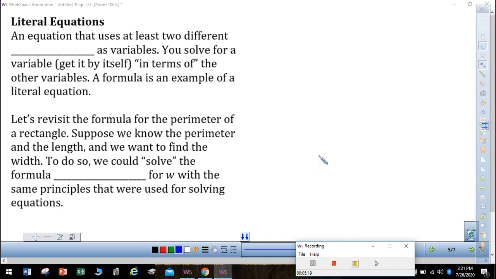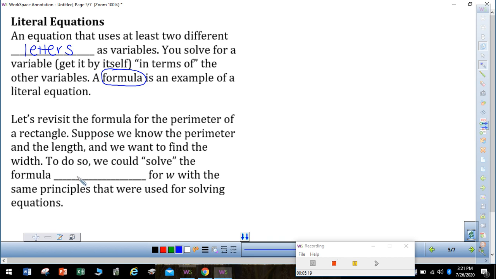Another application to think about with solving equations is looking at literal equations. A literal equation is defined as an equation that uses at least 2 different letters as variables. You solve for a variable, which means getting it by itself, in terms of the other variables. A formula, just like the perimeter formula that we were working with in the last problem, is an example of a literal equation. So let's revisit that perimeter formula for a rectangle.